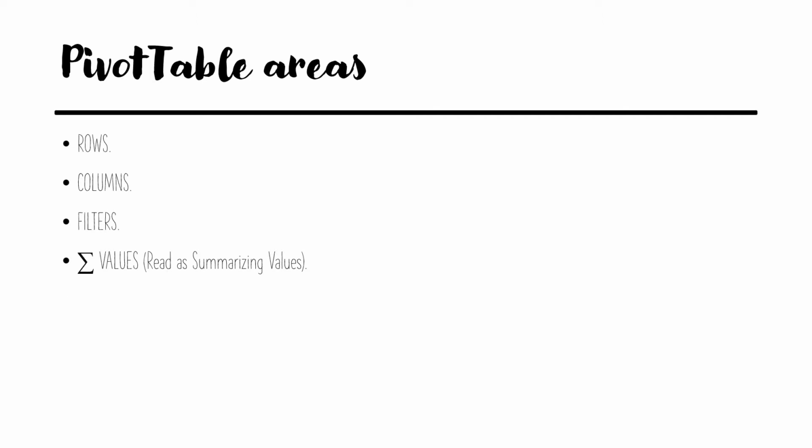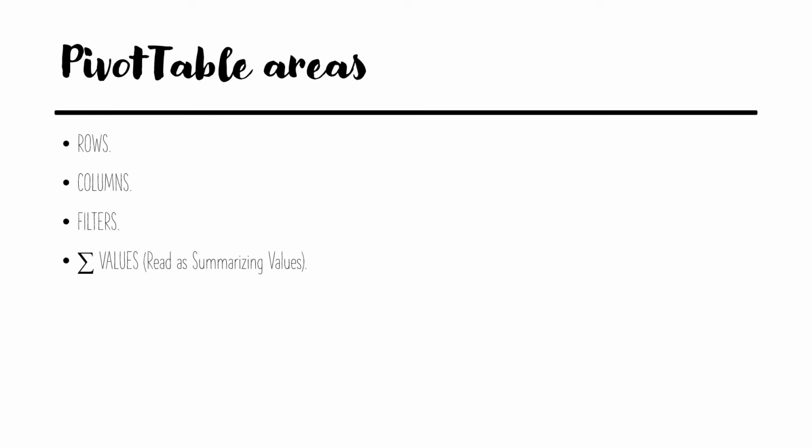Now let's see the areas in pivot table. There are 4 areas available. The first one is rows area, the second one is columns area, the third one is filters area, and the last one is values. Coming to the first one, rows area. In case of rows area, the headings to the left of the values area will make the rows area. The second one is columns area. The headings at the top of the values area will make the columns area.